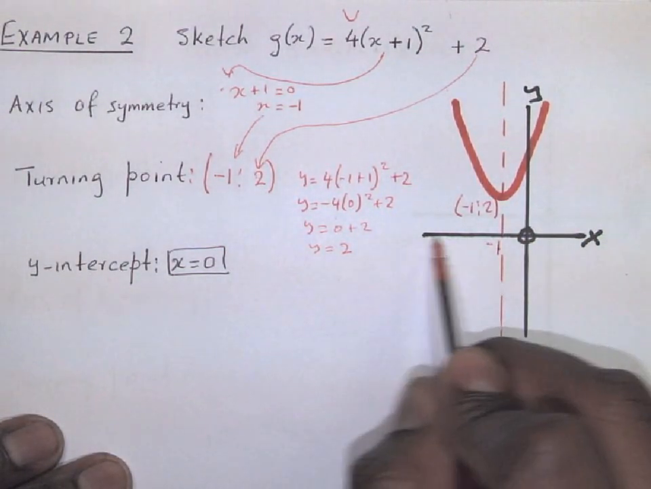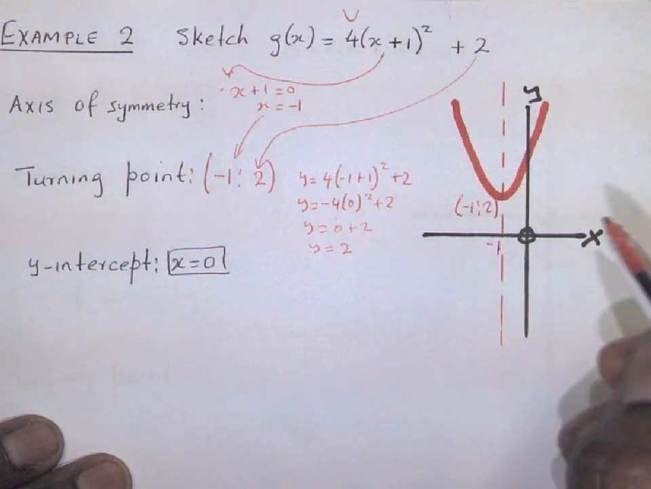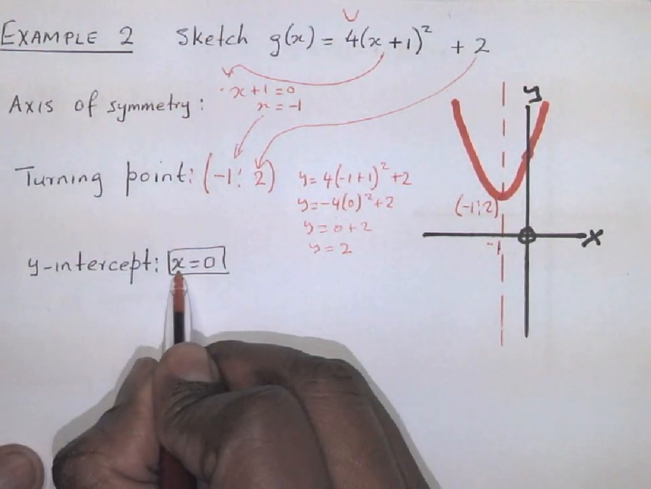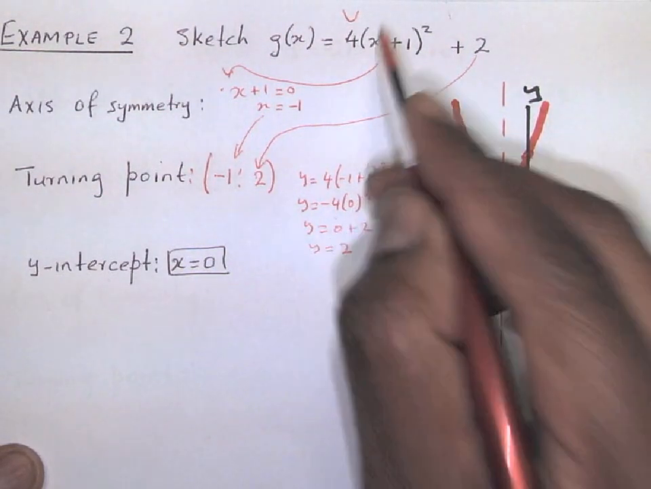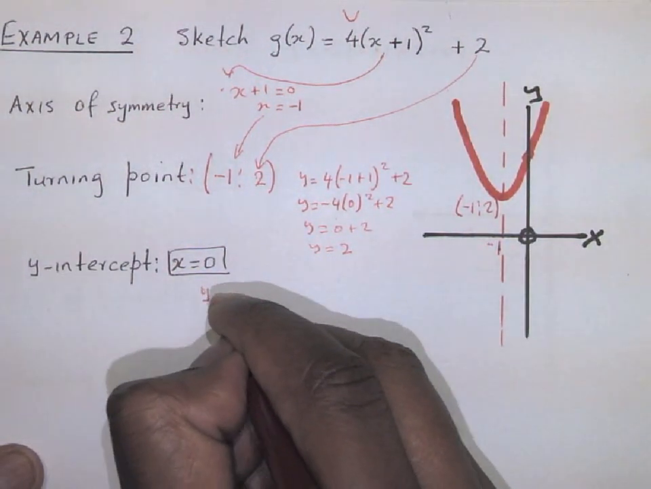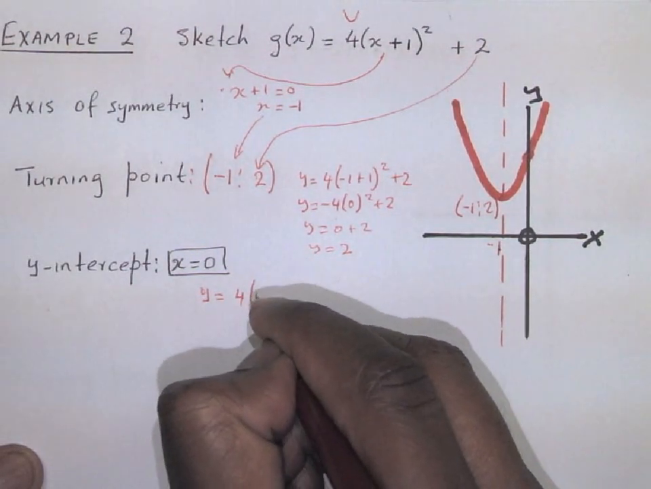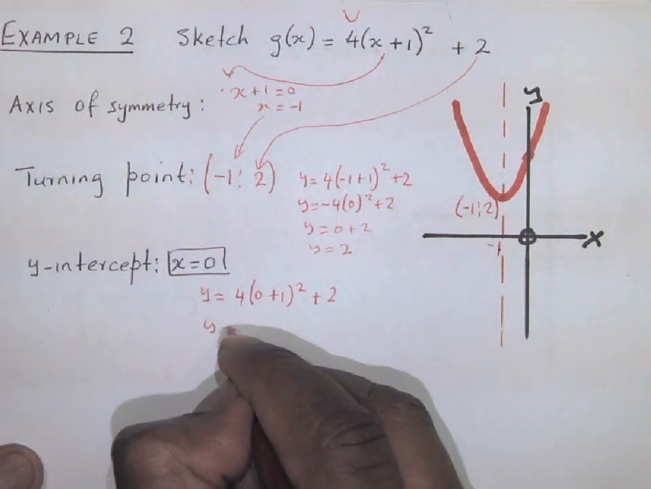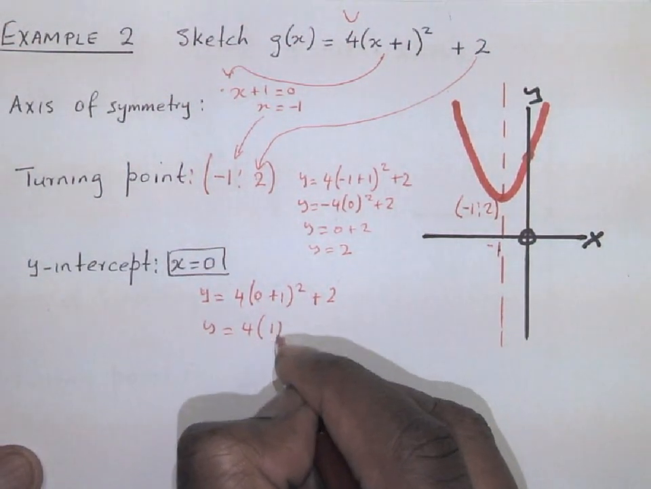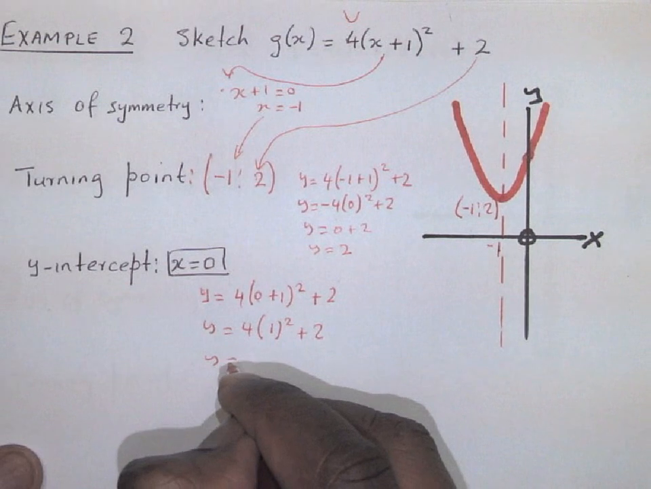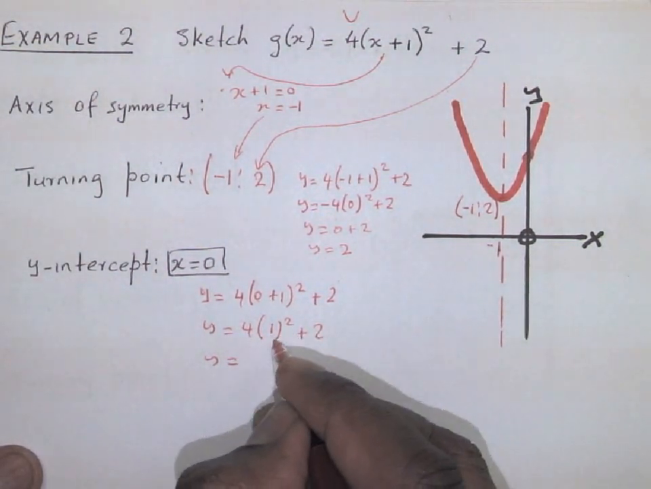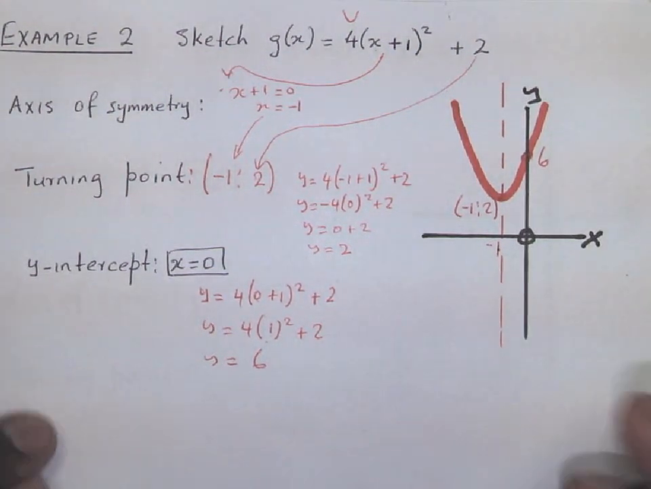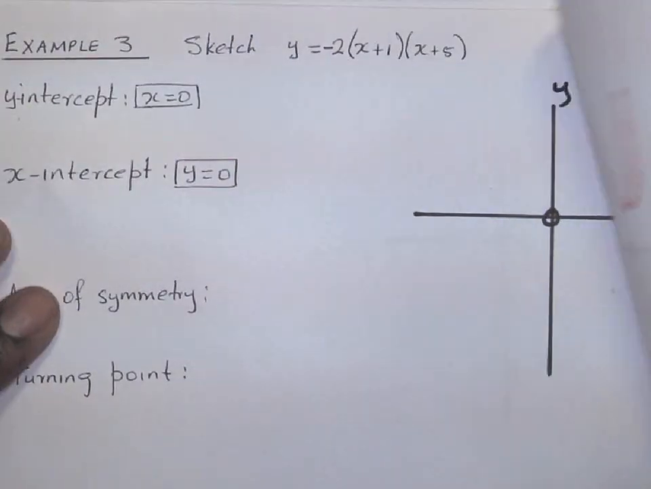We're not going to find the x-intercept here because the graph is not cutting the x-axis. The only thing that we need is the y-intercept. How do you find the y-intercept? For the y-intercept, we make x 0. I'll plug in 0 for x and get an answer. So y is equal to 4 times (0 plus 1) squared, plus 2. 0 plus 1 is 1, squared, so 4 times 1 squared is 4. 4 plus 2 is 6. So the y-intercept is 6, and it's cutting there at 6. Done. Let's look at another example.